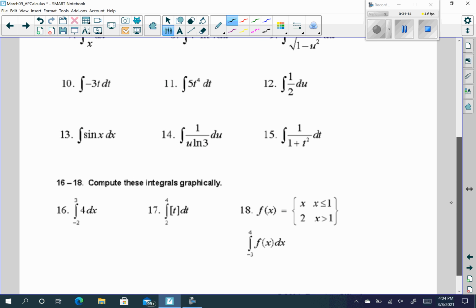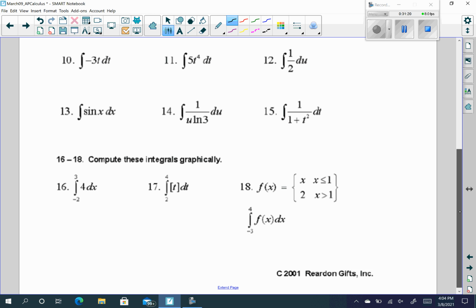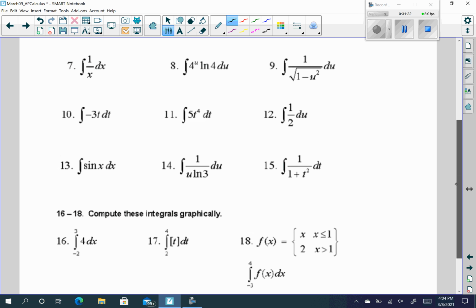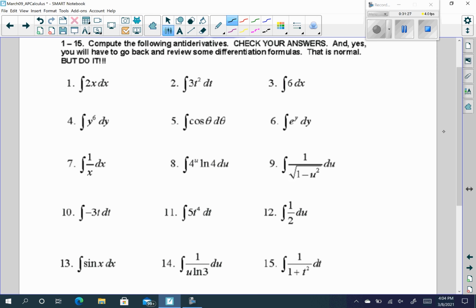Now for the last 3, I want you to graph these by hand and use the area to help you figure out the integrals. So the last 3 are definite integrals, but the first 15 are indefinite integrals. We're just finding the antiderivatives. Keep the plus c at the ends of each answer. Let me know if you guys have any questions.